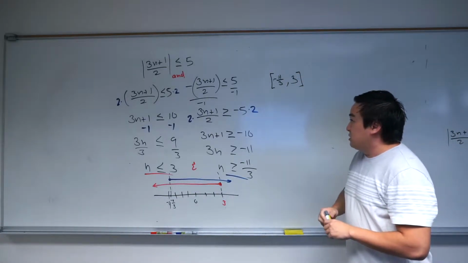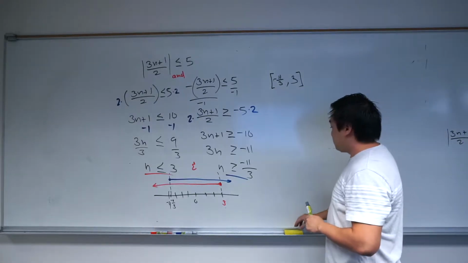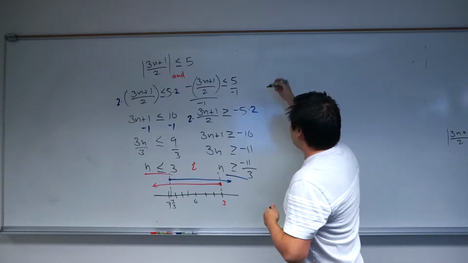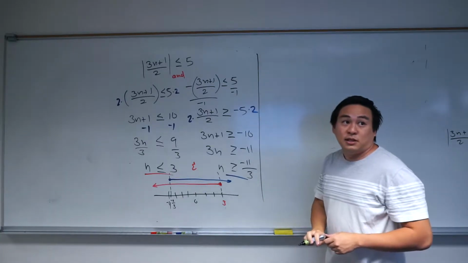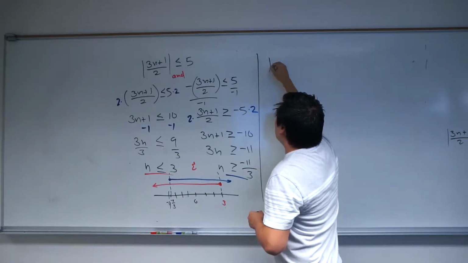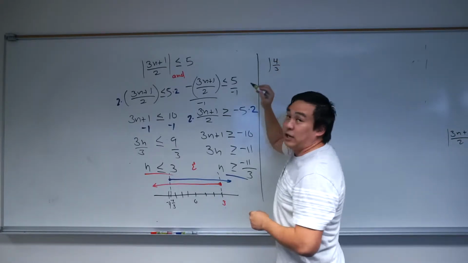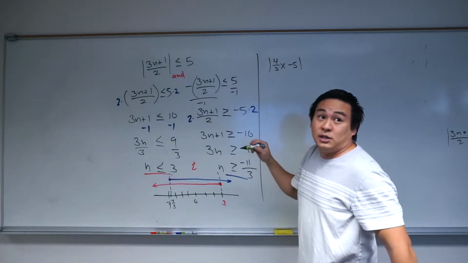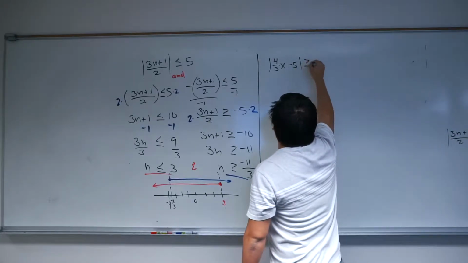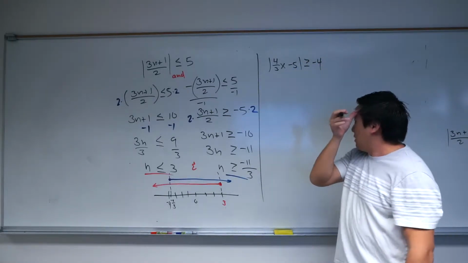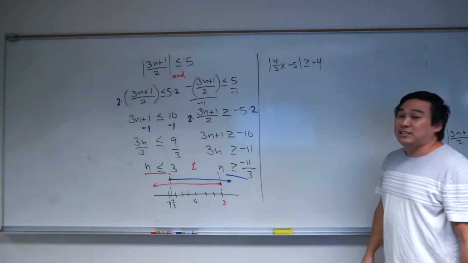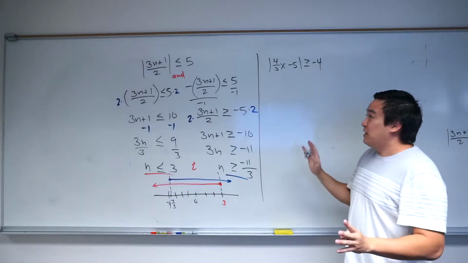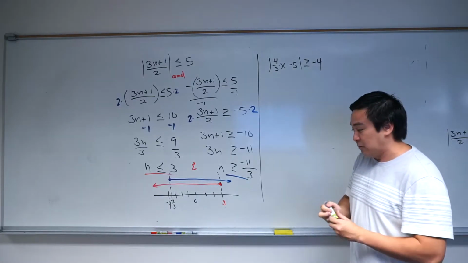All right, so let's do one more example. And so I'm going to do it right over here. So the last example is going to be 4 over 3x minus 5 is greater than or equal to negative 4. Now, the reason why this example is in here is because of the fractions. Okay, so start again by determining the type.